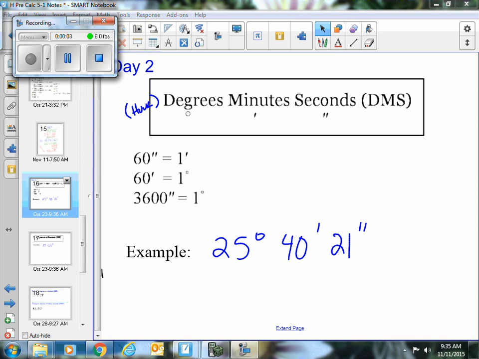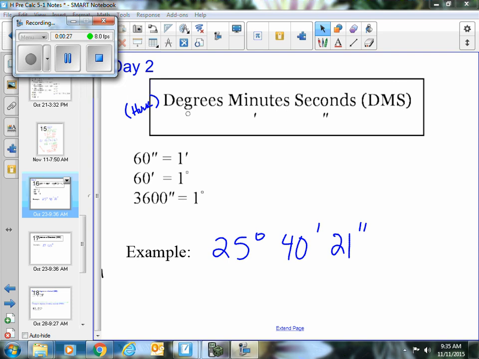Alrighty, day 2 on 5.1 is all about getting a little bit more precise with our units of measurement for degrees. So degrees is a pretty big unit. When we talk about degrees, minutes, seconds, we're able to break down that precision a little bit. Instead of just having degrees as a large unit, we can break it down into smaller increments, into minutes and seconds. When we do that, we call that DMS, degrees, minutes, seconds.